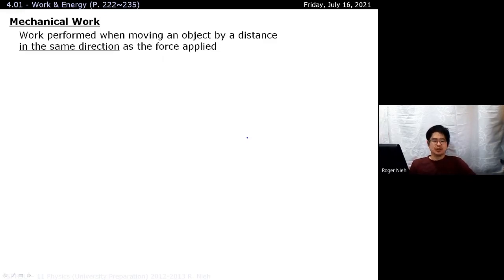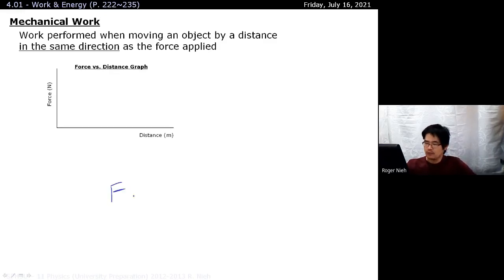By definition, mechanical work is the energy that's used up when you're physically moving an object. A force has to be applied and the object has to physically move in the same direction as the force applied. That's the definition of work. Force times distance. So at the end, you'll see a formula that looks like this: work is equal to force times distance.